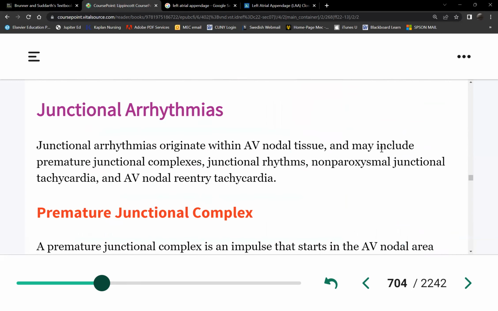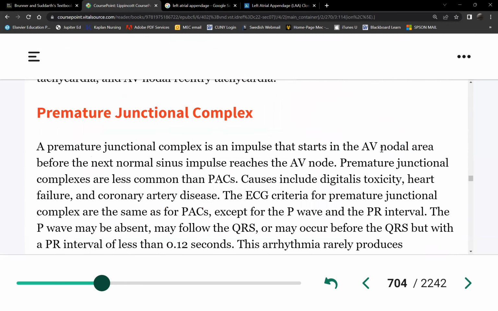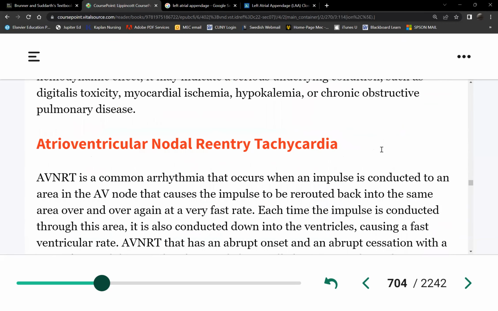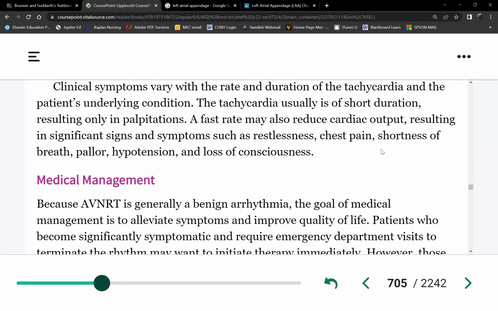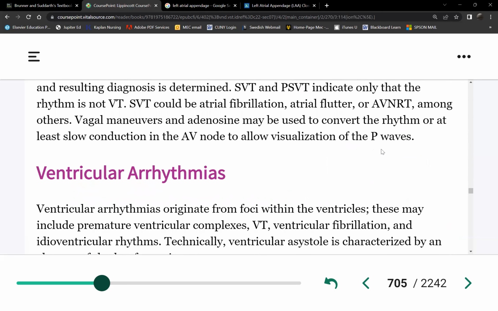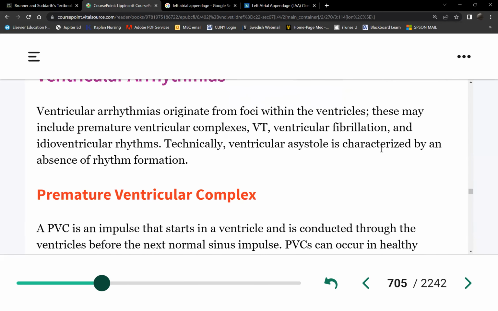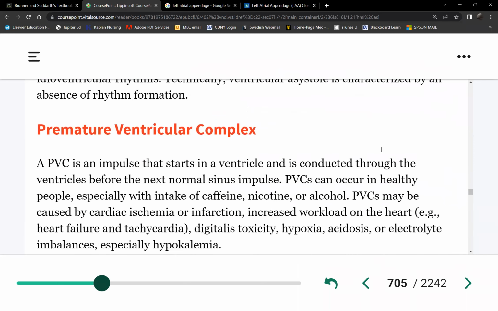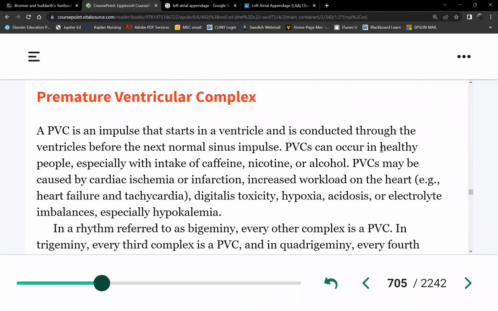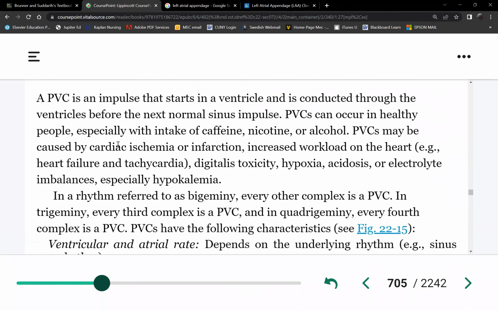We'll skip junctional dysrhythmias. They're not very common dysrhythmias. Let's go now to ventricular dysrhythmias. First one and most common is our PVCs. Causes, do you identify?